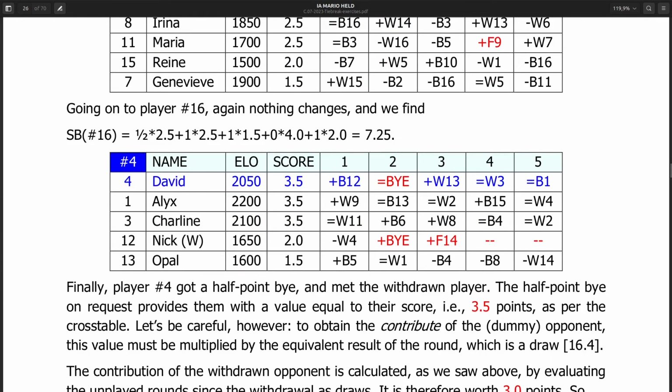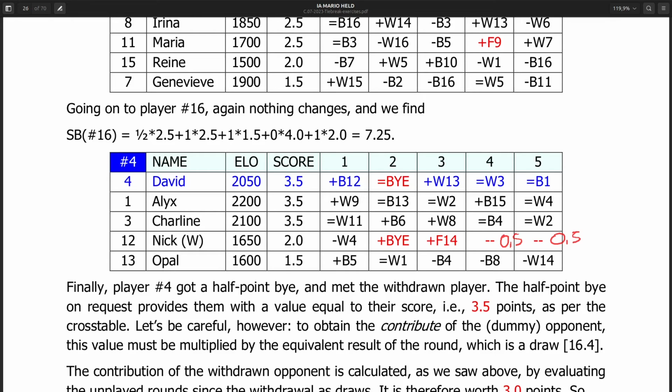And the final one. In order to calculate David's Berger, we need to revalidate our opponent's points because Nick got a special result, 0 point bye, here and here, because he withdrew from the tournament. And if 0 point bye or half point bye is followed by any available to play game, then it counts as it is. Otherwise, it counts as 0.5. I have described that in more detail in the Buchholz video, so please check it out.